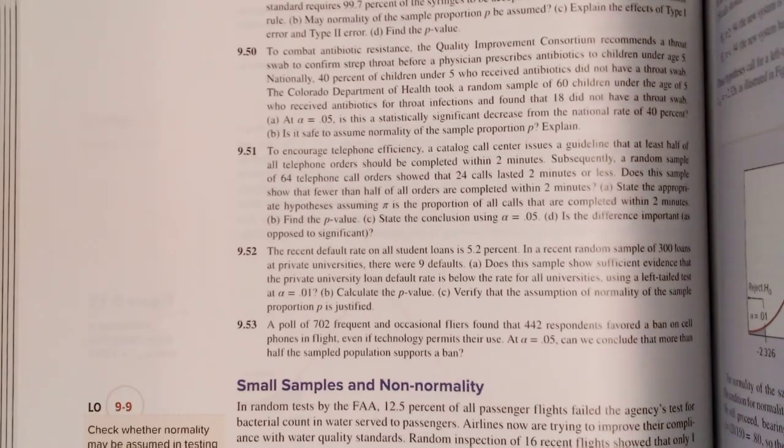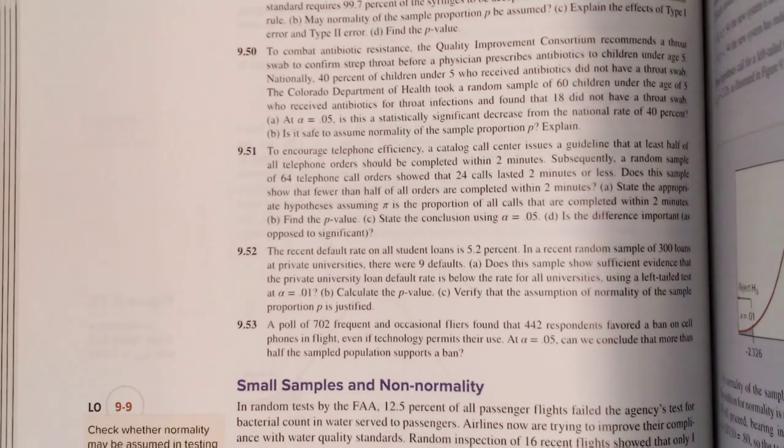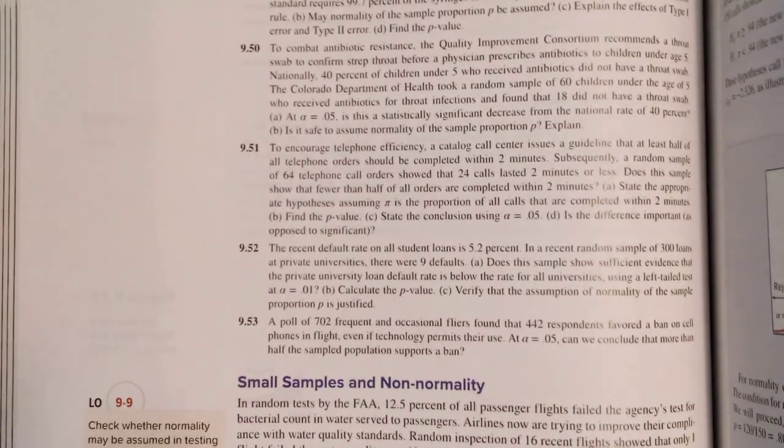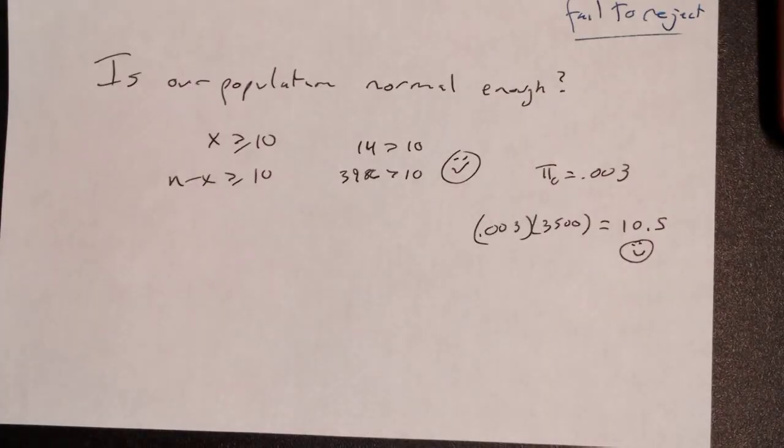I take 0.375 minus 0.5, divide by the square root of 0.5 times 1 minus 0.5 over 64. That's my computed Z. Z calculate. I know exactly the same thing I want to do. Now, it turns out that I'm going to reject my null hypothesis when all is said and done.